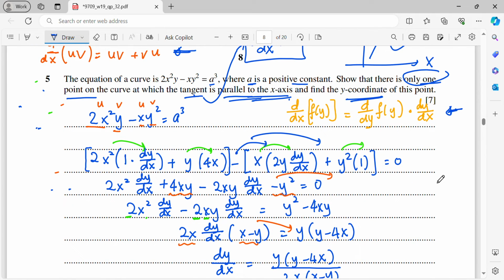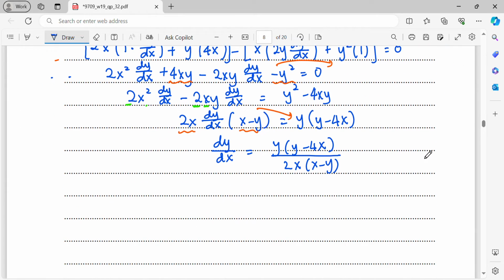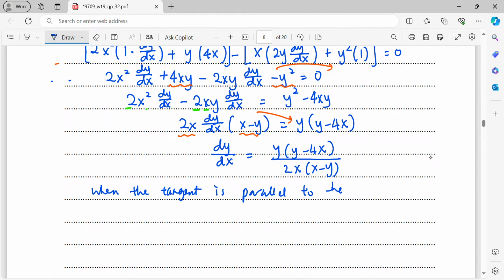Now, go back to the question. You want to show that there's one point when the tangent is parallel to the x-axis. That means now I will let, when the tangent is parallel to the x-axis, dy/dx equals 0.